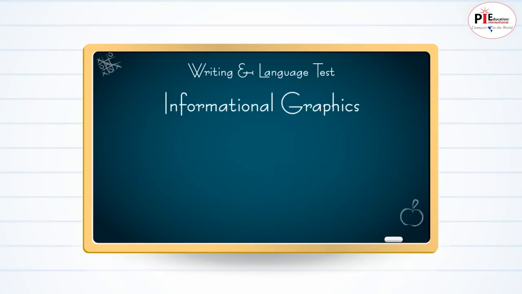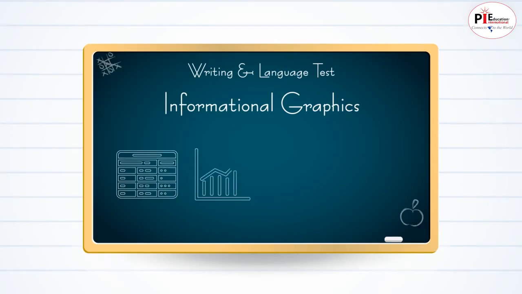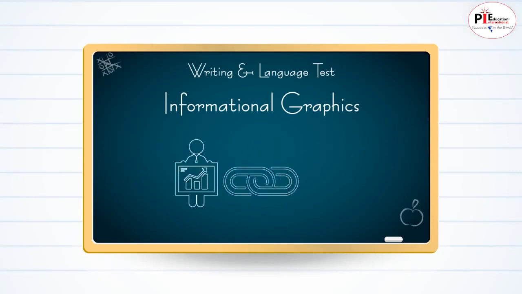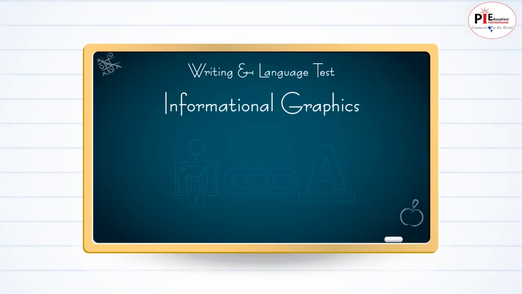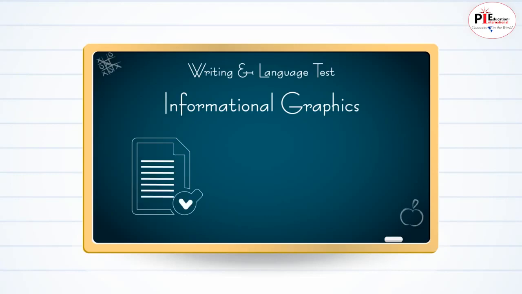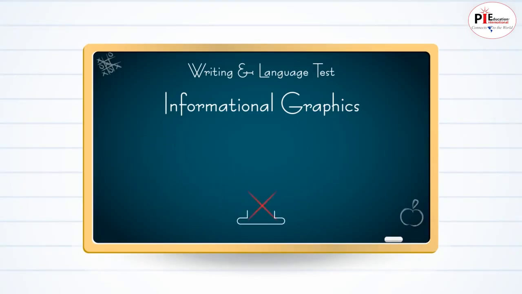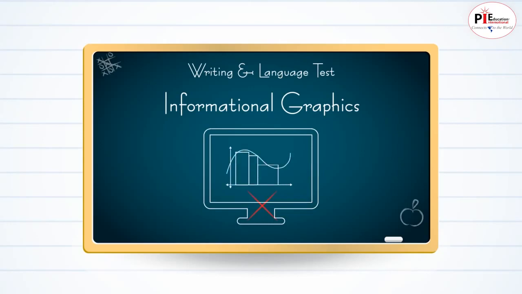Informational Graphics. The writing and language test includes some passages that are paired with tables, charts, graphs, and other informational graphics. Students are asked to draw connections between the graphics and the text they accompany. For example, students might need to correct a passage's inaccurate interpretation of the data presented in a table, or to improve the clarity or precision of that interpretation. However, they'll never need to use mathematical computation to answer the questions.